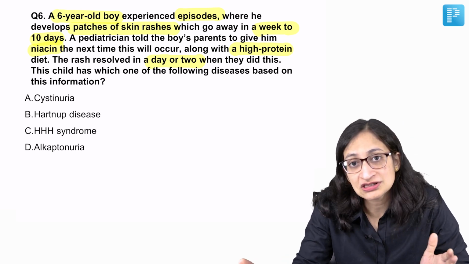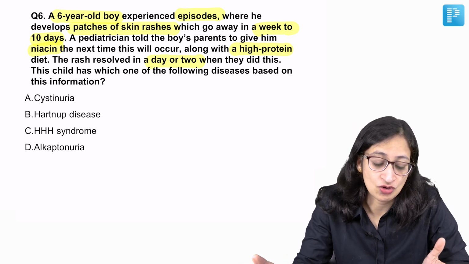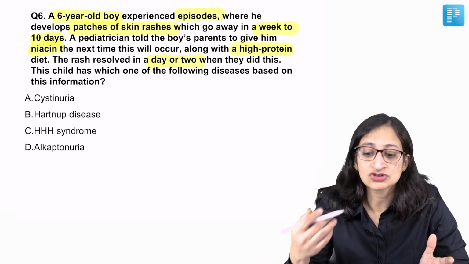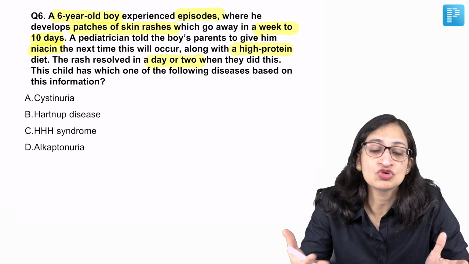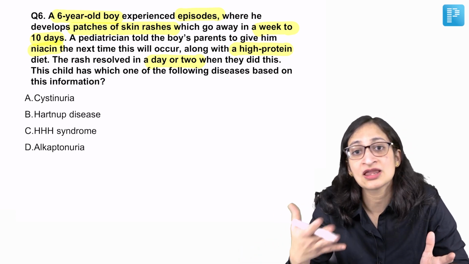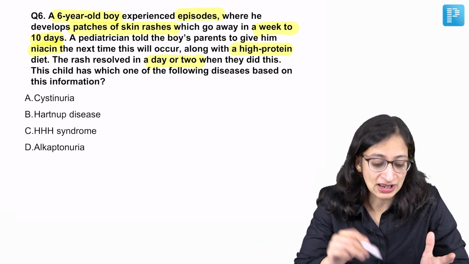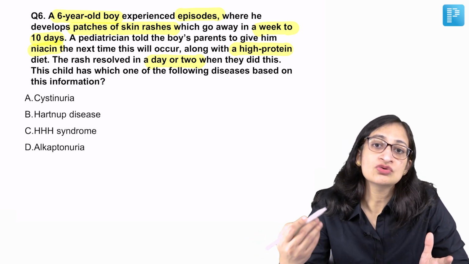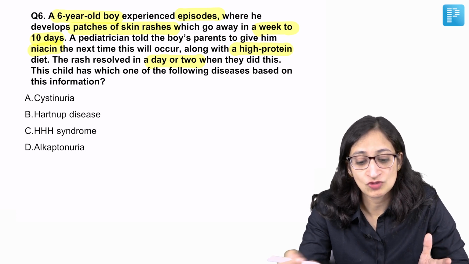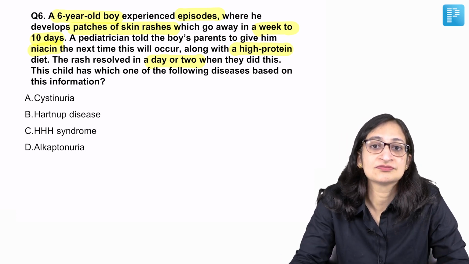So what do you think is the disorder this child is suffering from? Is it cystinuria, Hartnup disease, HHH syndrome? So what is HHH syndrome? Hyperammonemia, hyperornithinemia, and homocitrullinemia syndrome, a type of urea cycle disorder, or Alkaptonuria. So guys, what do you think is the best answer to this? Come on, waiting for your answers.